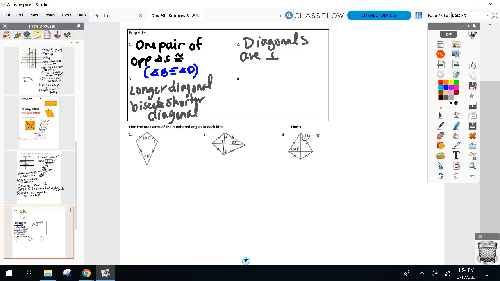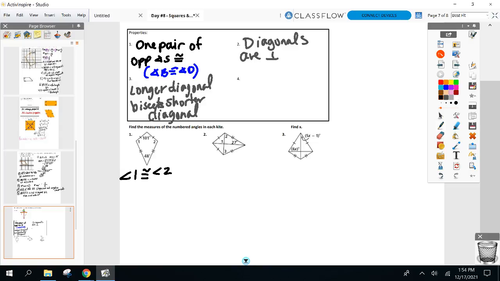Carlino. All right, let's do this kite. Let's get through these here. So I have my kite. I have 101 and 48. Based on my properties, anything you could tell me about missing angle 1 and 2? Those are the opposite angles that are congruent. Correct. So I know angle 1 is congruent to angle 2. They should have the same measure. How do I find them, though?